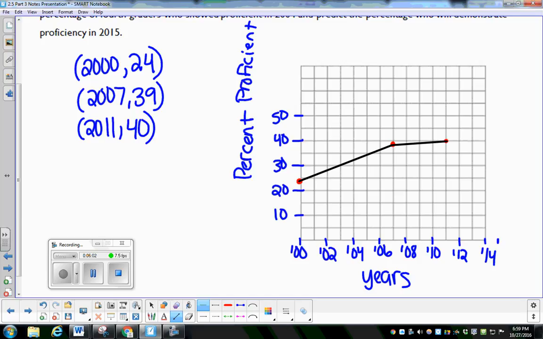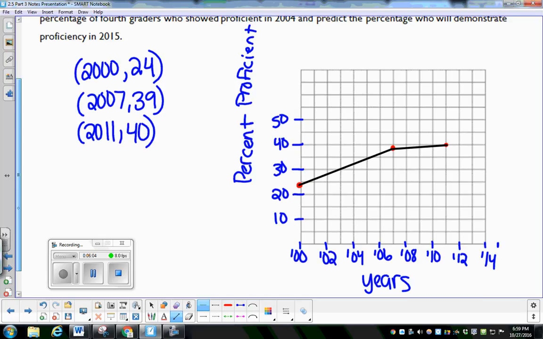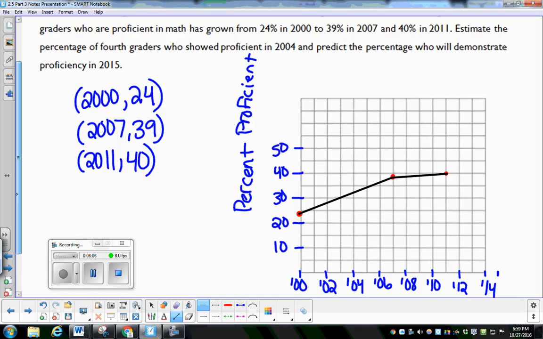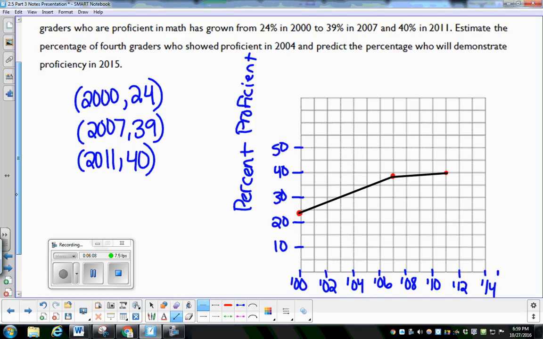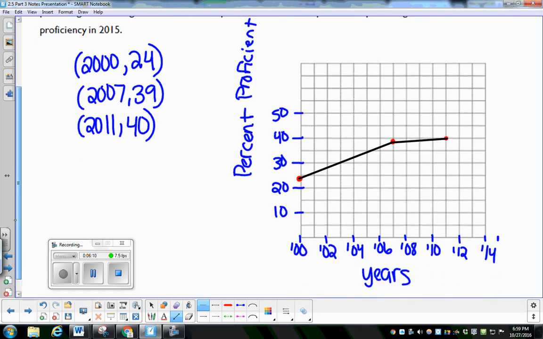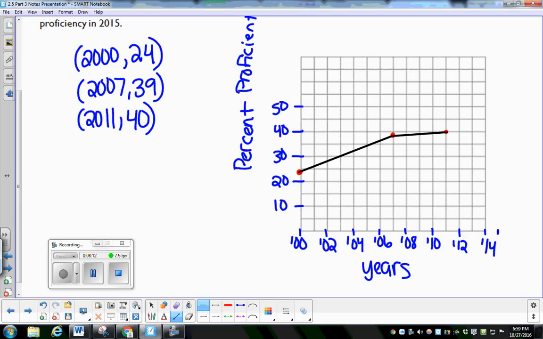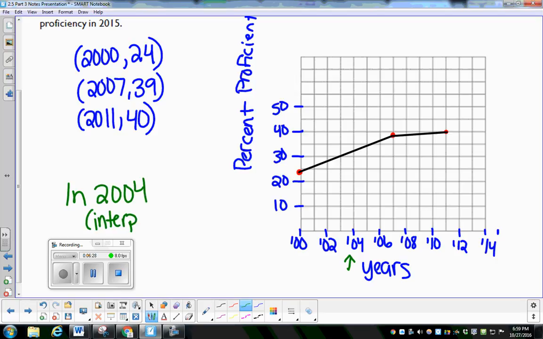All right, so the first question they asked us, if I go up here, is estimate the percentage of fourth graders who showed proficiency in 2004. So if you look for 2004, it's right there. That's within our data. We have a data point both lower than that on the x-axis and higher than that. So when we're estimating in 2004, I just want you to note that right now what we're doing is interpolation, because this is within the data that we already have.